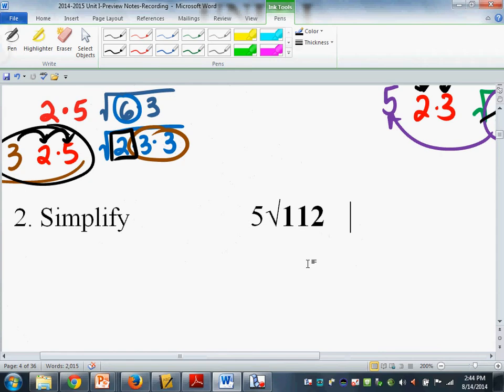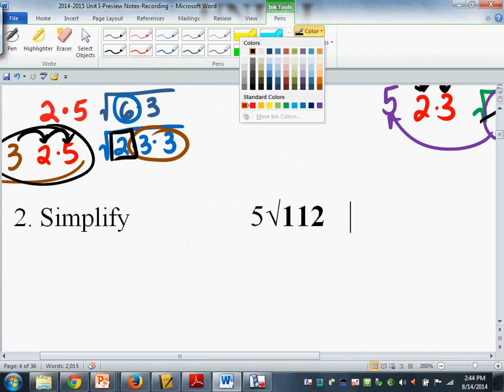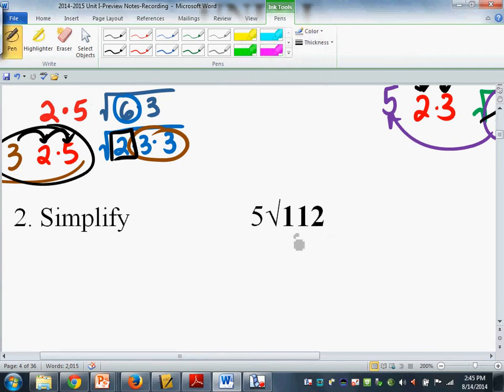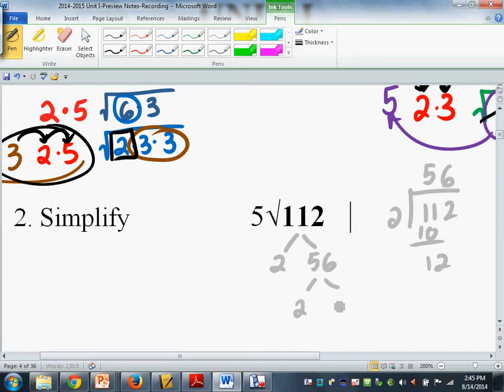All right, now let's do simplifying the radical. Remember, when we simplify radicals, we start by doing a factor tree, and this is even, so I'm just going to use 2 all the way down. So I have 2, and then 2 goes into 112 56 times. We keep breaking it down.